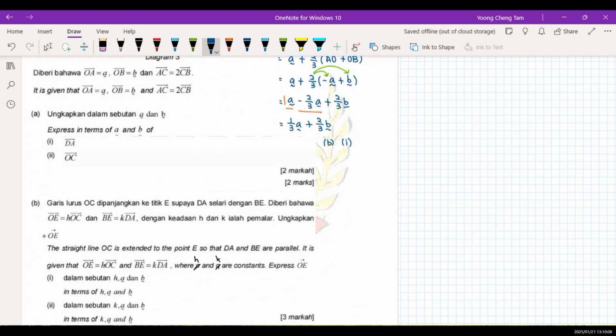Okay, so if you look at question B1 in terms of H, and question B2 in terms of K, both questions want to find the vector OE, but with different terms. The first one is H, the second one is K. So how do you find the answer? First, you must know where the terms come from.